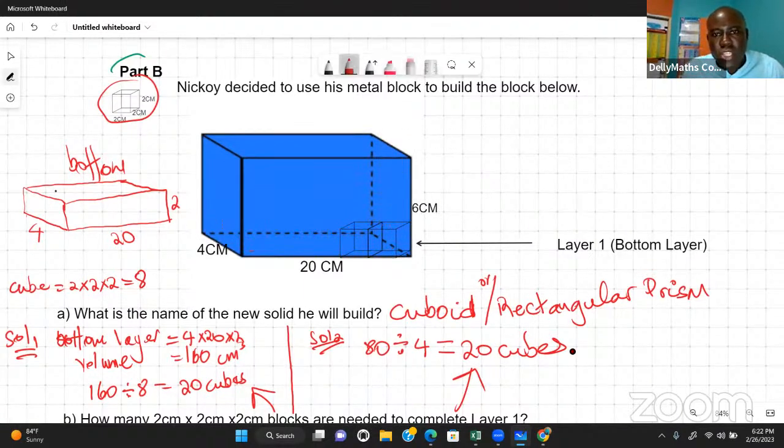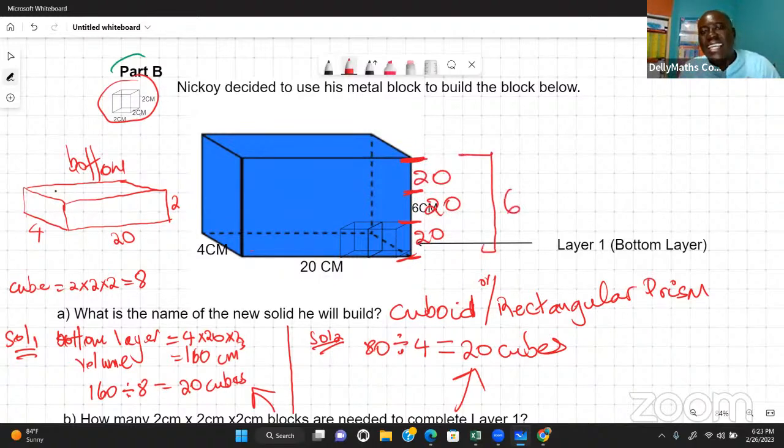Remember that we just decided that the first layer is 20. The second layer will be 20 again. The third layer will be 20 because there will be 3 layers, because you're going to go up to 6 and each layer goes up to 2. So by the time you finish 3 sets, you're already at the top. From bottom to top would have been 6 centimeters and it would have been 20, 20, and 20 again.